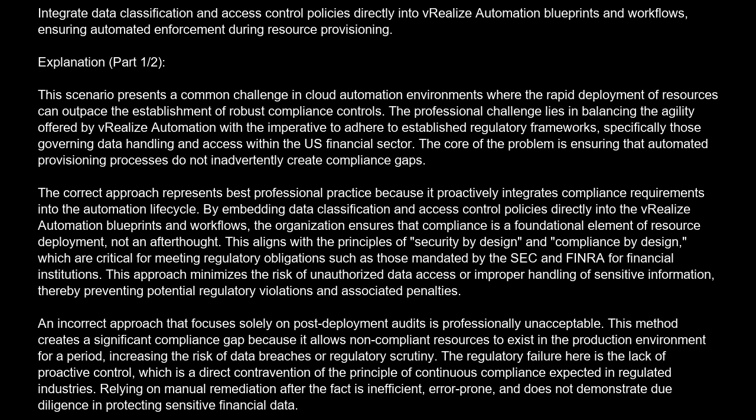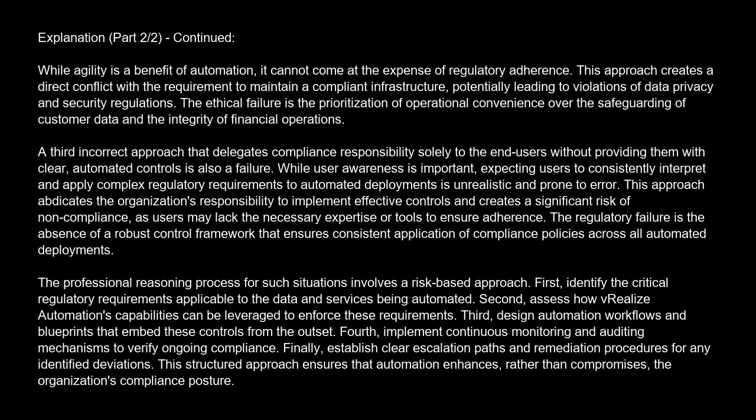Another incorrect approach that prioritizes speed of deployment over policy enforcement is equally problematic. While agility is a benefit of automation, it cannot come at the expense of regulatory adherence. This approach creates a direct conflict with the requirement to maintain a compliant infrastructure, potentially leading to violations of data privacy and security regulations. The ethical failure is the prioritization of operational convenience over the safeguarding of customer data and the integrity of financial operations.